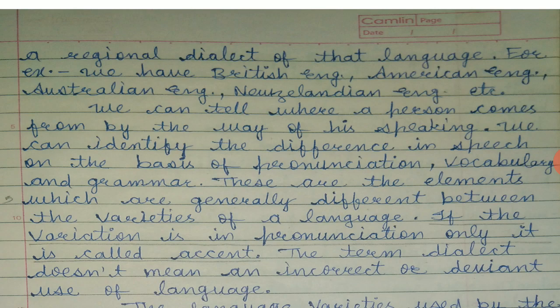If the variation is in pronunciation only, it is called accent. If there is difference only in pronunciation, not in grammar, not in lexical items, not at some points in structure, then it is called only accent. The term dialect doesn't mean an incorrect or deviant use of language. Though it is different from the standard form of language, it is not incorrect.